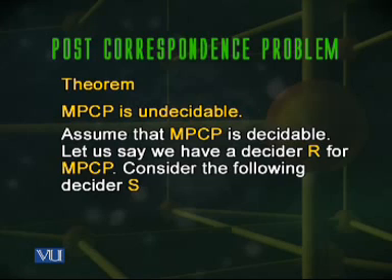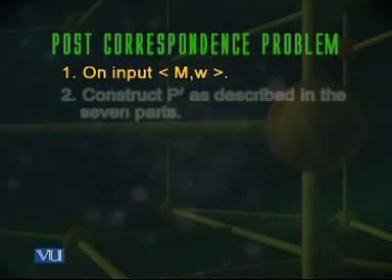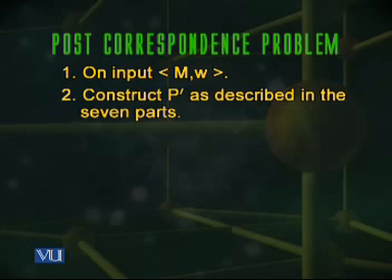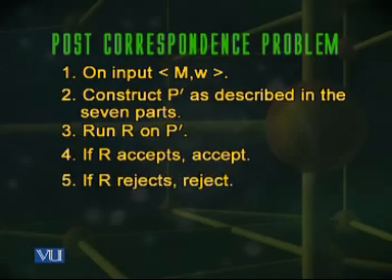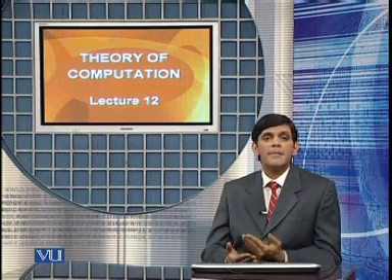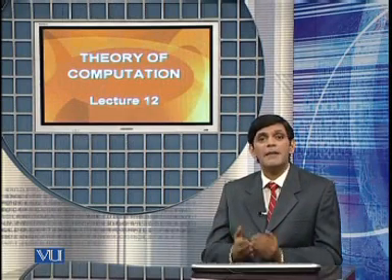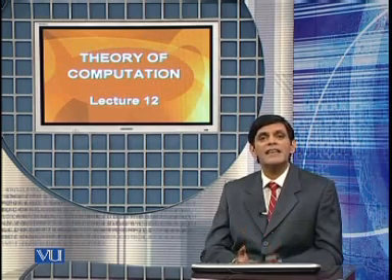Let us consider the following decider S. On input M, W, where M is a Turing machine and W is a string, we construct a collection P prime as described in the 7 parts that I have just told you. Now we run R on P prime. If R accepts, then we accept M, W. If R rejects, then we reject M, W. Since P prime has a match if and only if M accepts W, therefore S accepts exactly ATM.